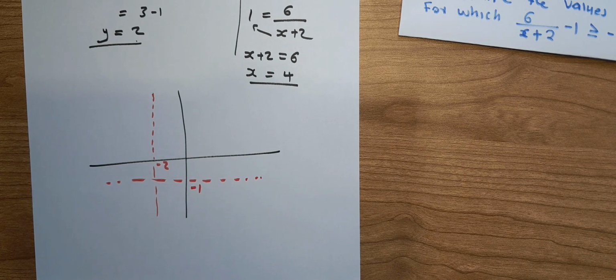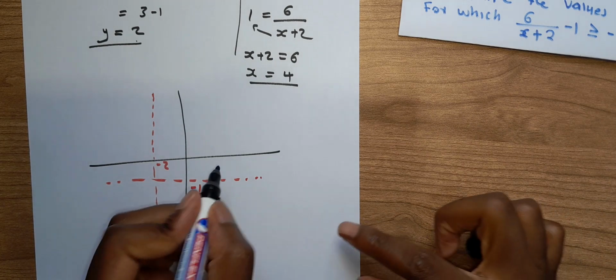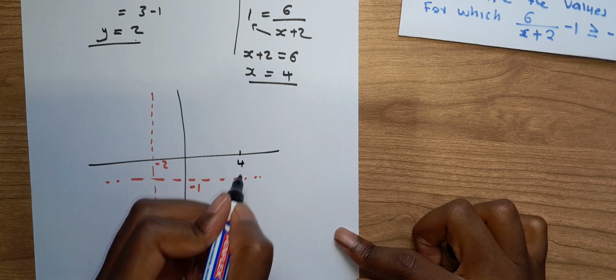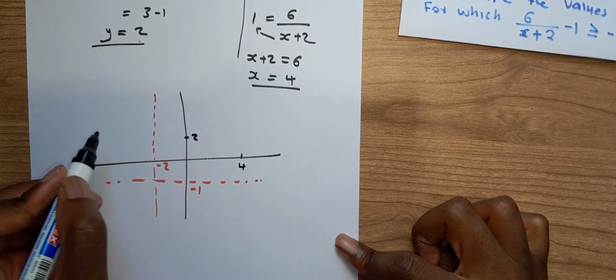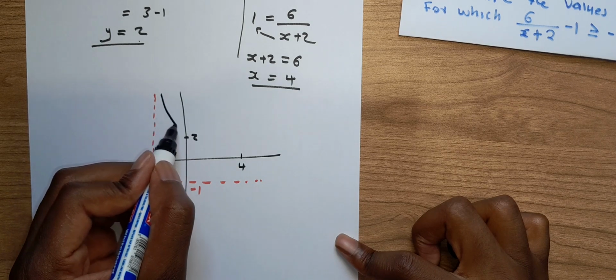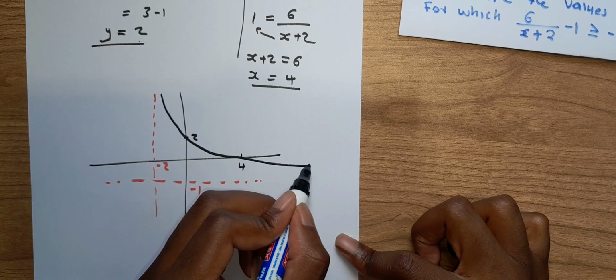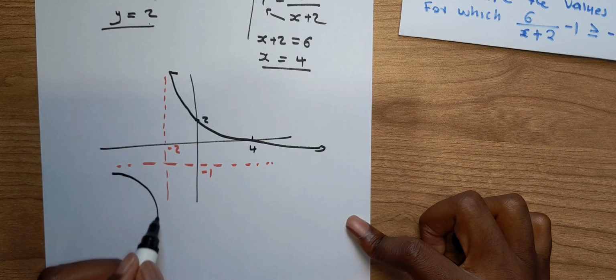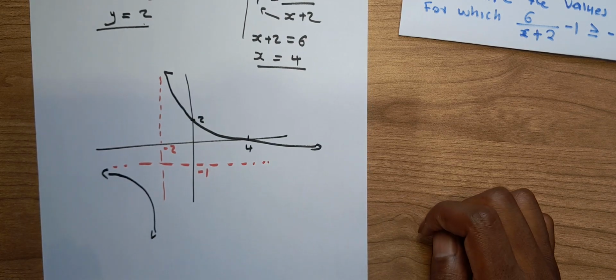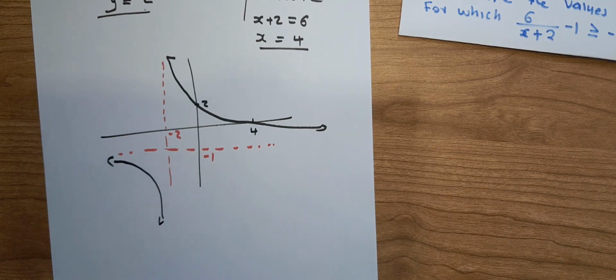But what are the x and y intercepts that I have? I have the x-intercept at 4, and I also have the y-intercept at what? At 2. So this is how my graph is going to be. It is 4 and 2. So it means that the other one is actually going to be like this. Okay, that wasn't hard.